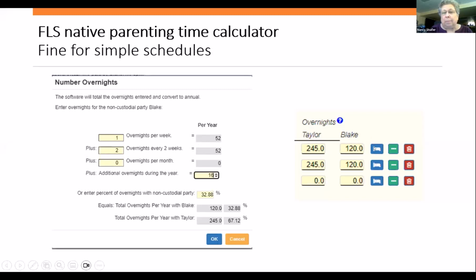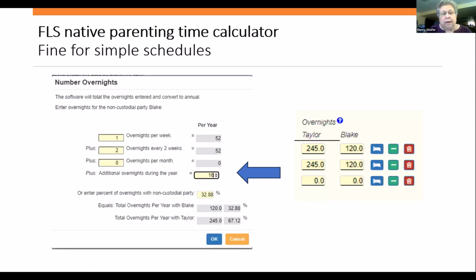To access this pop-up, you click on the little bed icon in the cloud version, or in the desktop version, it'll say calc with a little calendar. And this will give you the total. But you can see here that there's 52 overnights for overnights per week, 1 night per week, 2 overnights every 2 weeks, meaning the weekends is another 52. And then we have here additional overnights. So that additional overnights can get us up to the 120 overnights that we're seeing here for Blake.